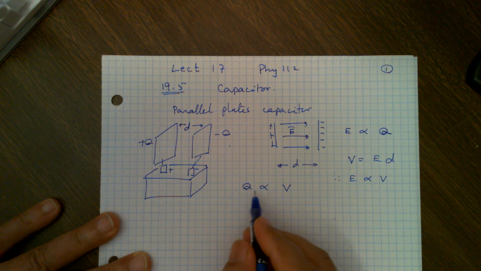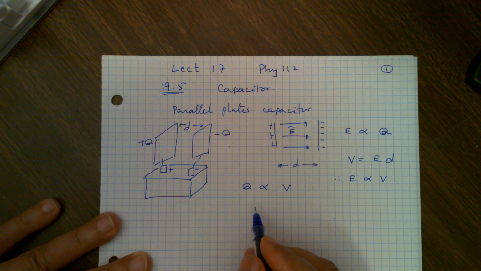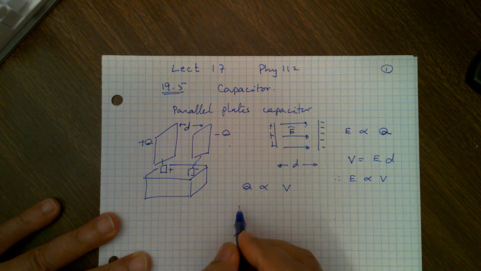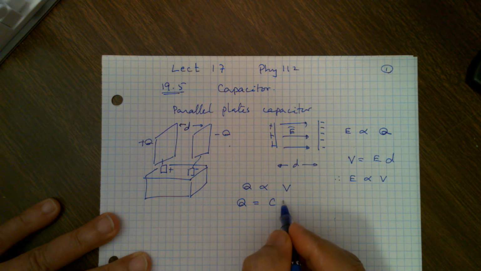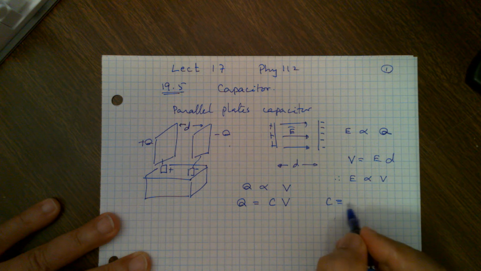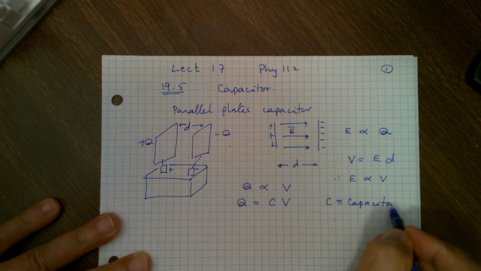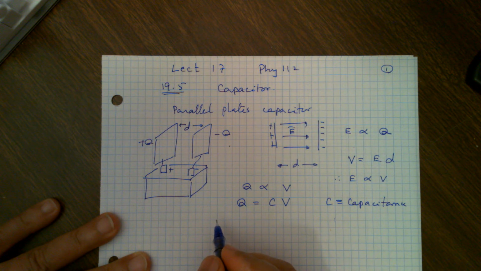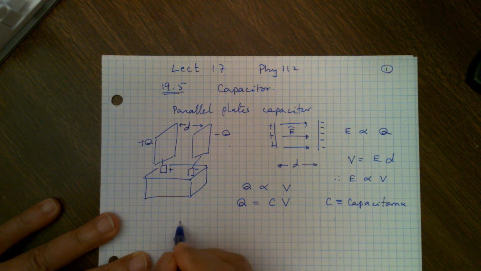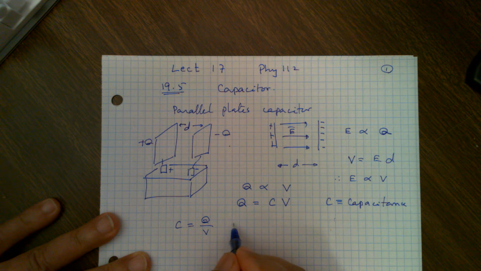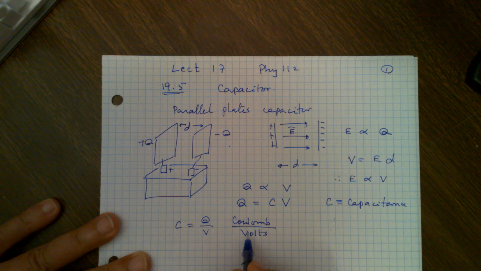All right? Now, whenever you have a proportionality, we can always make it into an equal sign and make it an equation. And in order to do that, we have to put in a proportionality constant. We call that constant C, and C is what you call the capacitance of this parallel plate capacitor. Okay? And C is equal to Q by V. So Q is given in terms of coulombs, and V is given in terms of volts. Unfortunately, the unit for voltage is also written V. So the unit for capacitance is coulomb per volt.